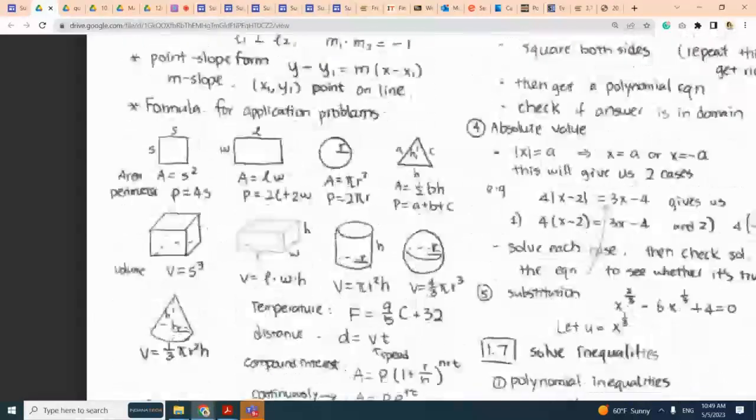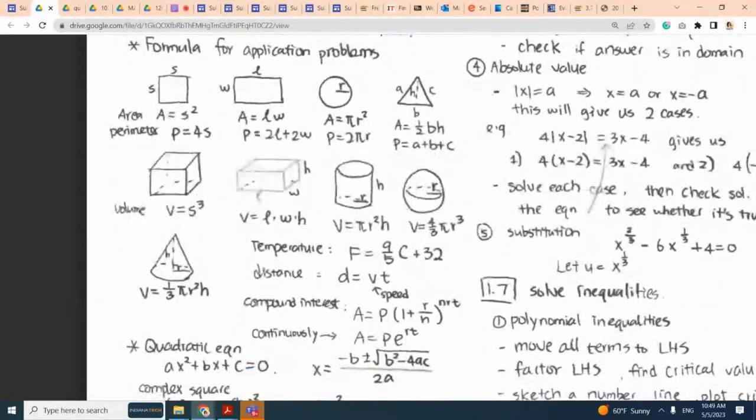And then formulas for all the applications. You still remember those? Yeah, we have area. So for 2-dimensional geometry, we have area and perimeter. And for 3-dimensional, we have volume. And also we have the temperature formula. The distance formula, compound interest, compound continuously. Right, everybody?